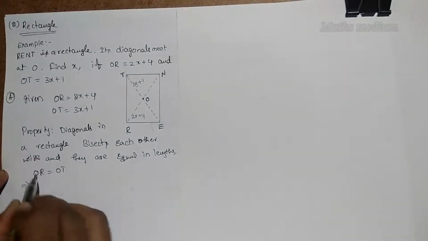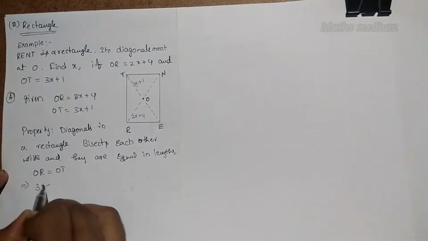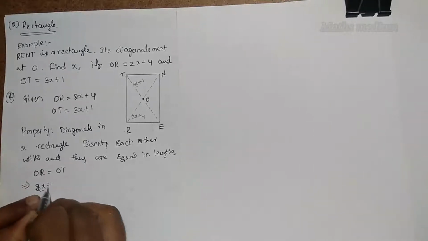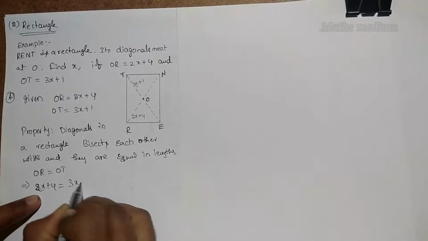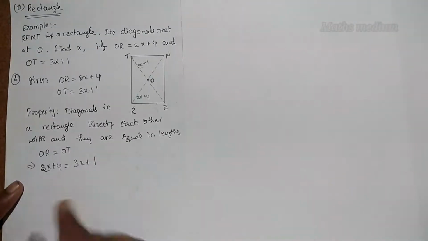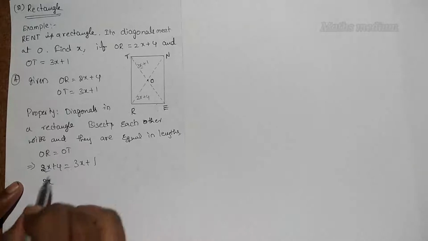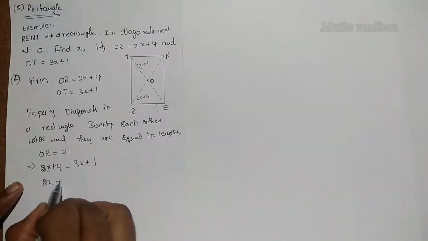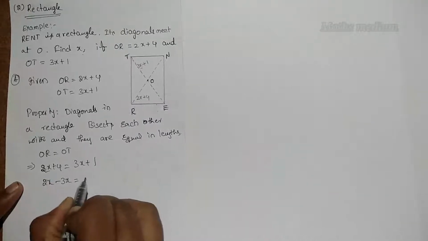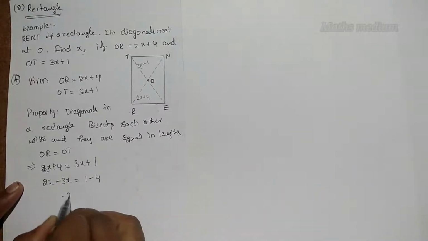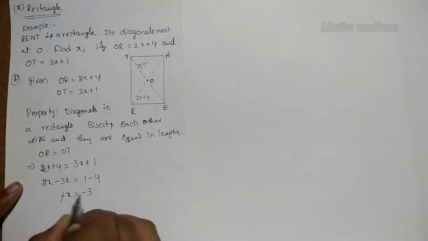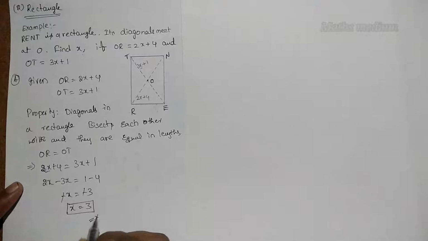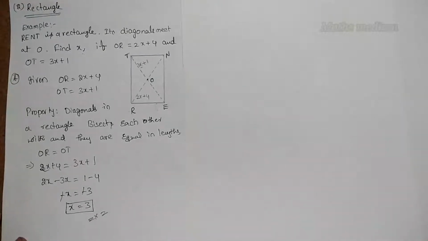So by using this formula we can solve easily. OR is 2x plus 4, equal to OT, 3x plus 1. So now, keeping variables on one side and constants on the other side: 2x minus 3x equals 1 minus 4, here minus x equals minus 3, minus minus cancel, so x equals 3. So here the value of x is 3. So this is about the rectangle.